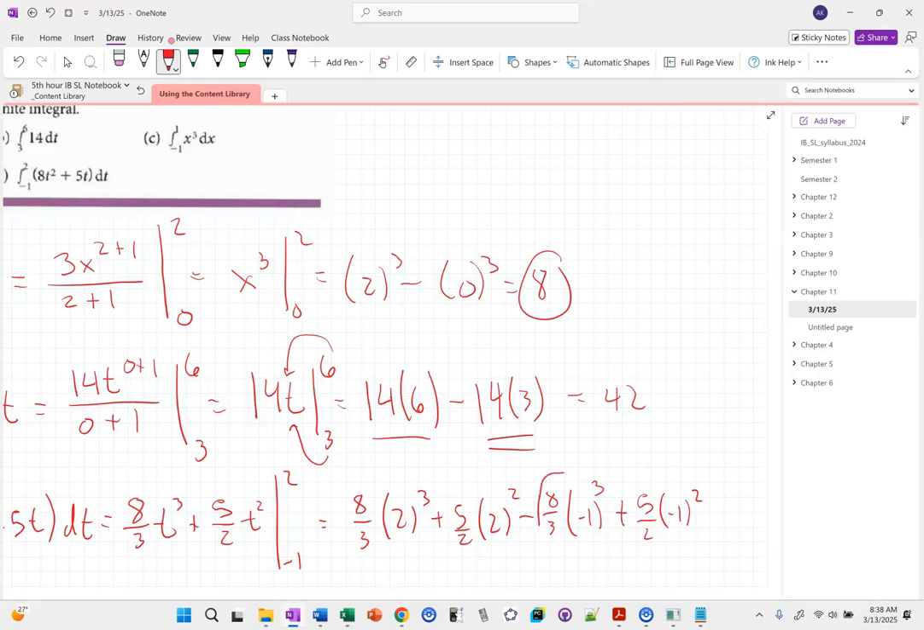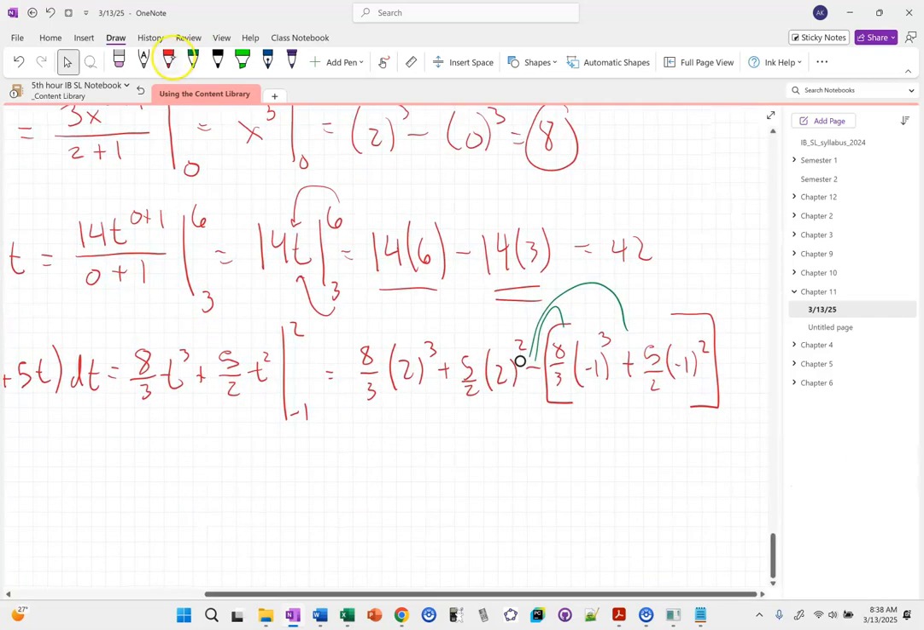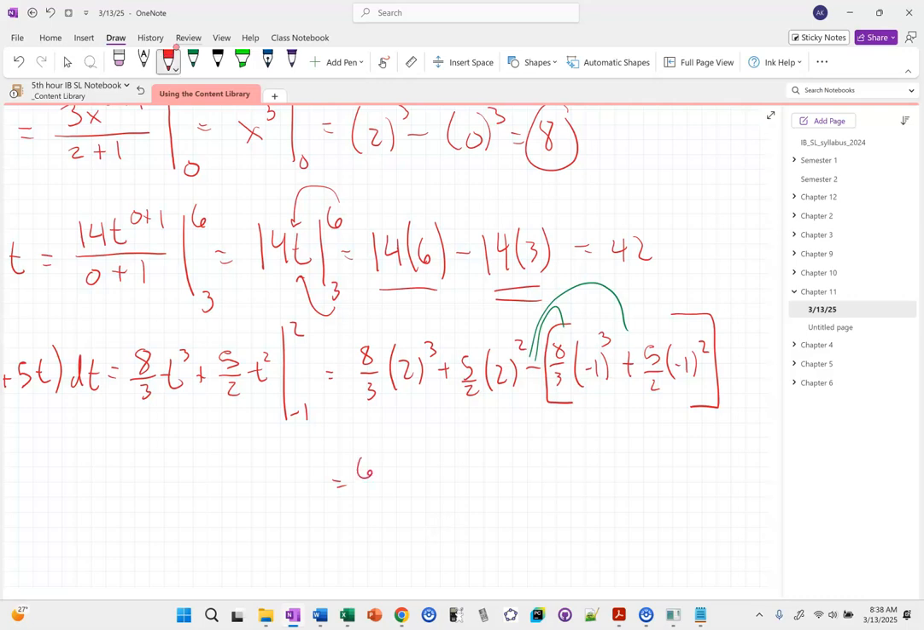Well, let's write it this way. I plugged the 2 in and then subtracted what I got after I plugged the -1 in. Notice that means I'm going to have to distribute that negative sign through, right? It's a very easy place to make an oopsie-daisy. So what do we get here? We got 64 over 3 plus 10, minus, well, plus 8/3 minus 5 over 2.